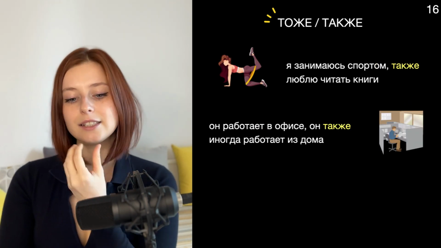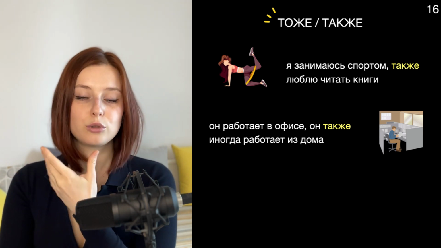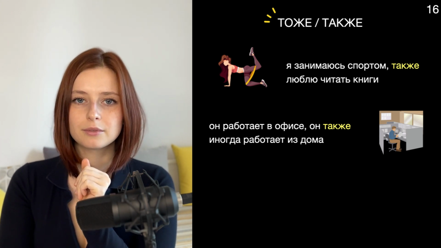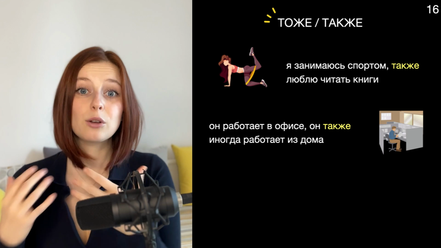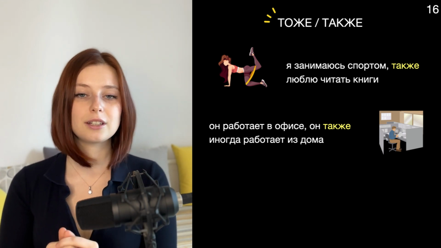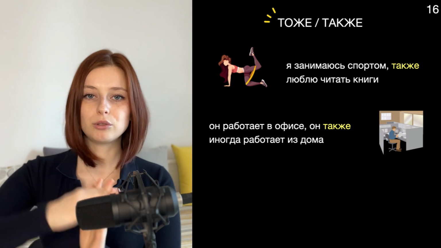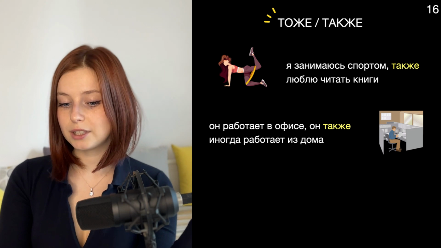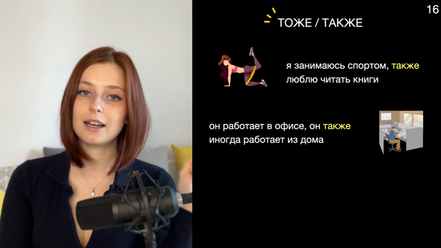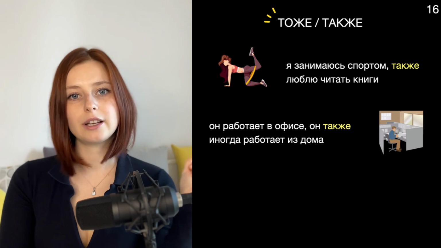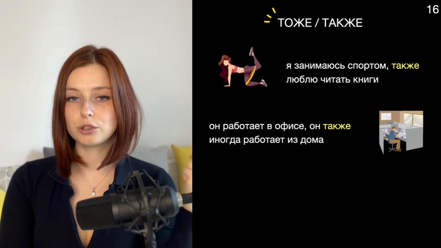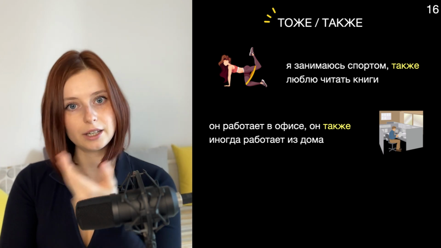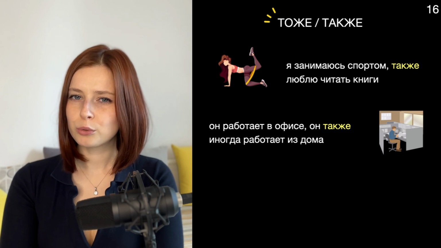So, я занимаюсь спортом. I do sports. I work out. Также люблю читать книги. Also like reading books. So it's all about me now. It's just about that amount of activities, number of activities change. Он работает в офисе, также он иногда работает из дома. He's working at the office, and also sometimes he works from home. Same person, but just at work and at home, right? I hope this made sense.